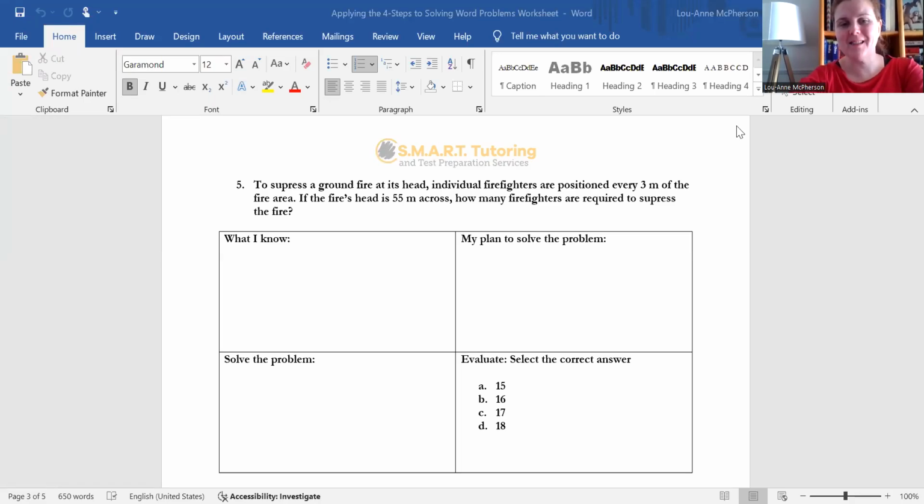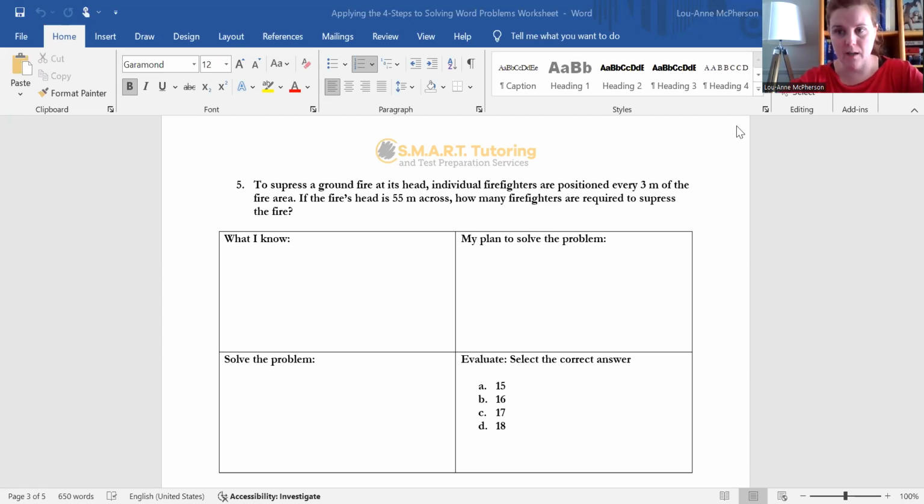Welcome back. This is question 5 in our Firefighter Aptitude test preparation series. In this series, we are looking at word problems and we are using a 4-step problem solving method to solve those word problems. This is a method that I teach at Smart Tutoring.